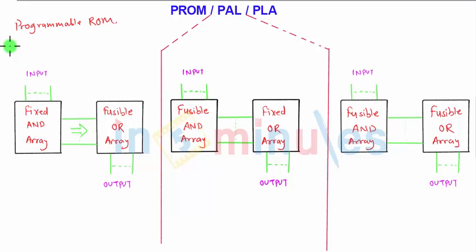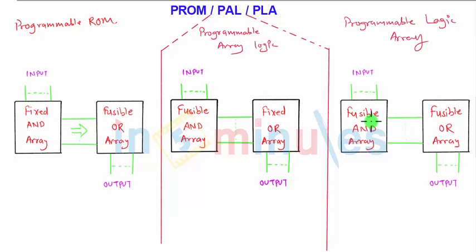Well, if you are going to see the programmable array logic, AND array is fusible whereas OR array is fixed, exactly opposite to the programmable ROM. And if you go to the programmable logic array, what we have here is both the links are fusible. Both the AND array is also fusible and OR array is also fusible.